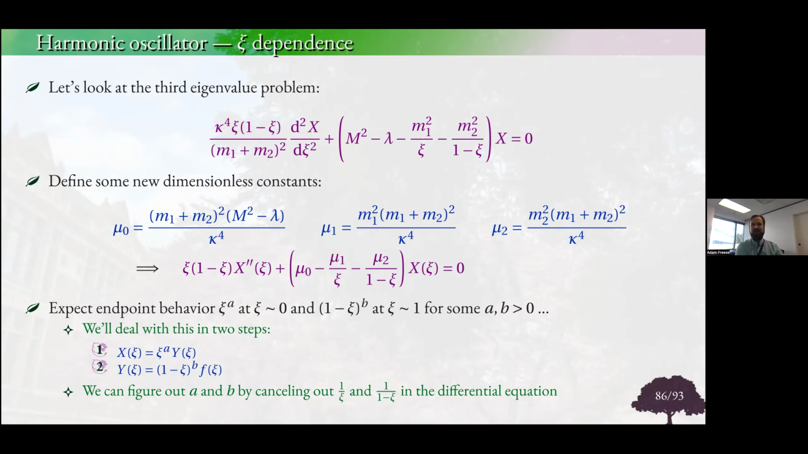So we expect some endpoint behavior. We expect the wave function to go as xi to the a when xi is close to 0, and 1 minus xi to the b when xi is close to 1, for some a and b that are both positive. So we can deal with this in 2 steps. We can do a substitution where we say x is equal to xi to the a times y of xi, and then y of xi is equal to 1 minus xi to the b times f of xi. We can figure out what a and b are by canceling the 1 over xi and the 1 over 1 minus xi in this differential equation.